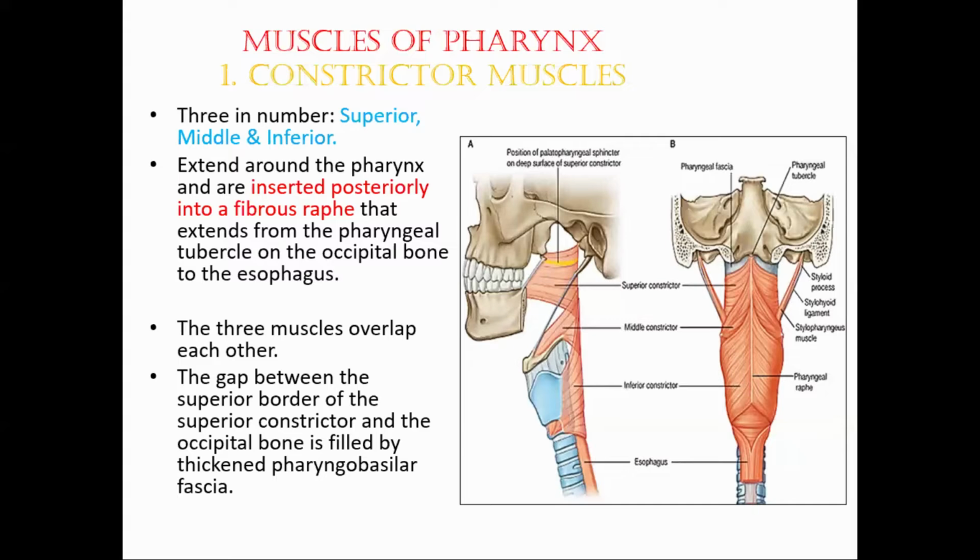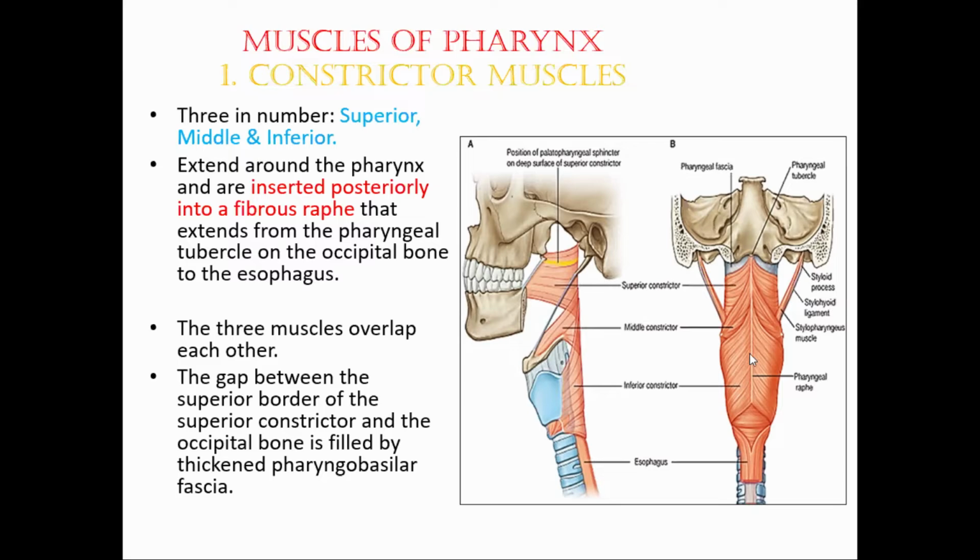So constrictor muscles are three in number: superior constrictor muscle, middle constrictor muscle, and the inferior constrictor muscle. Their insertion is common. They insert into the pharyngeal raphe, the fibrous raphe.